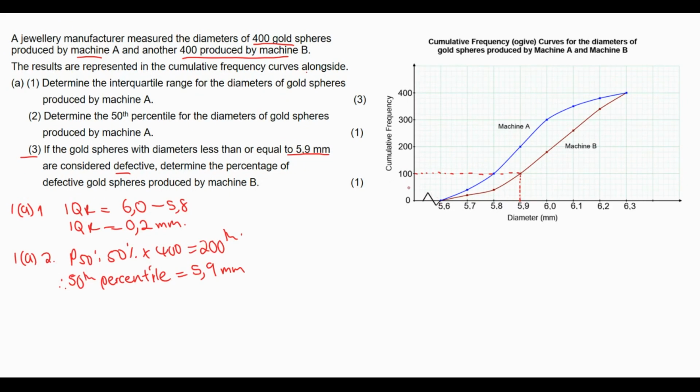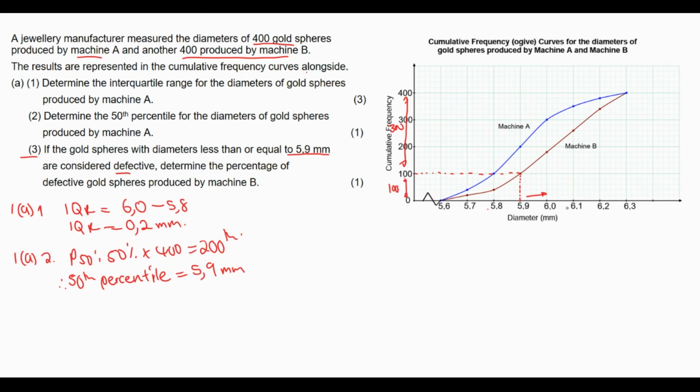We're saying there are 100 spheres, right? From 0 to 100 here means 100. The gap between 0 and 100 is 100. So it means 100 spheres have diameters which are shorter than 5,9 millimeters. And then above 5,9, we have this gap here between 100 and 400. It means 300 spheres have diameters which are longer than 5,9.